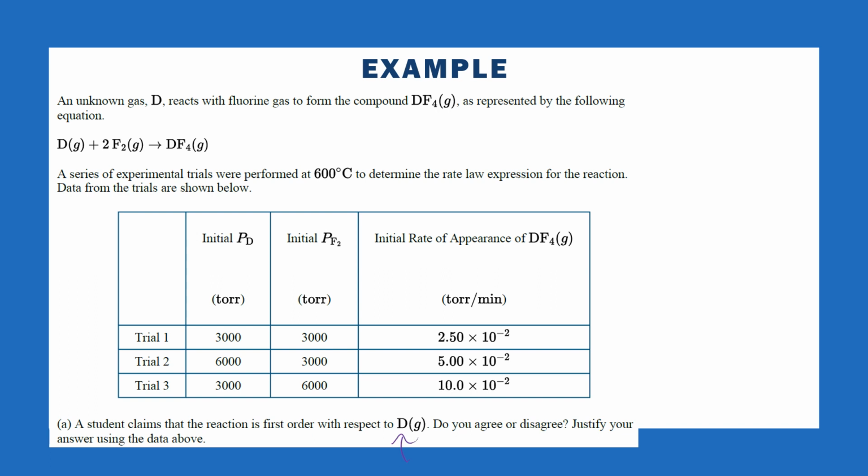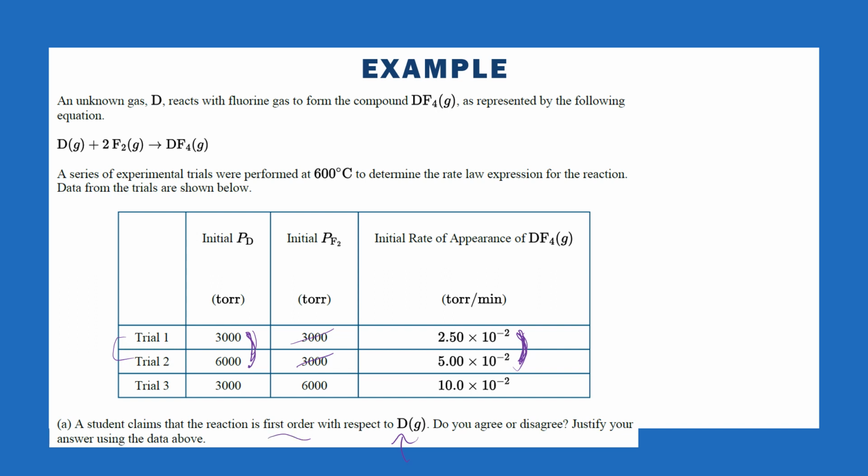so that means I need to pick two trials where the other reactant is the same. So I want to look at trials 1 and 2 because the F2 is the same and won't affect the overall reaction. So for D, the pressure is doubling, and you can see that the rate is also doubling. So because it has the same effect on both the pressure and the rate, then it is first order. So you would say, yes, I agree.